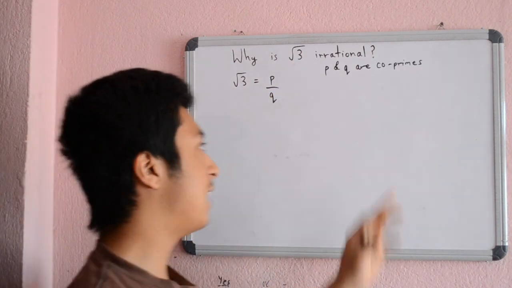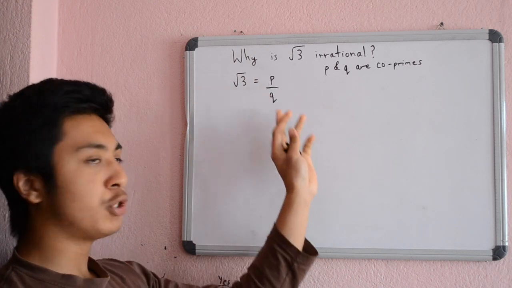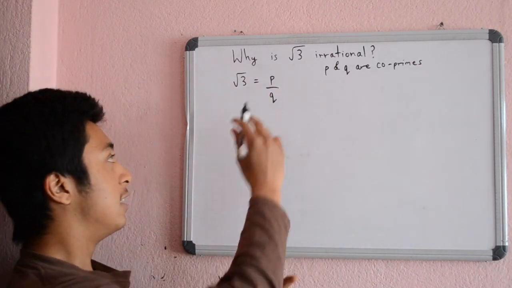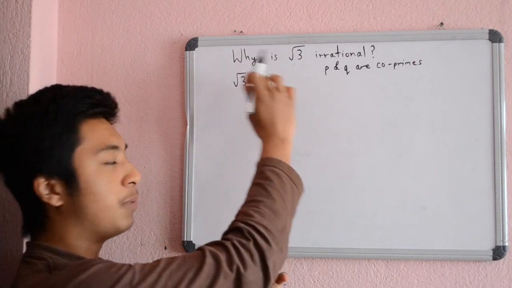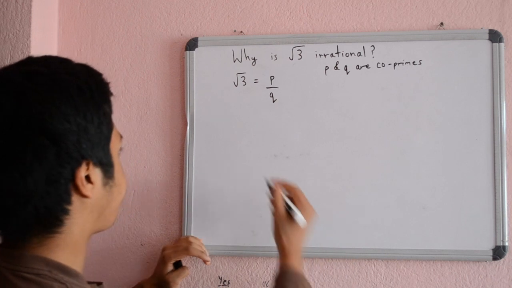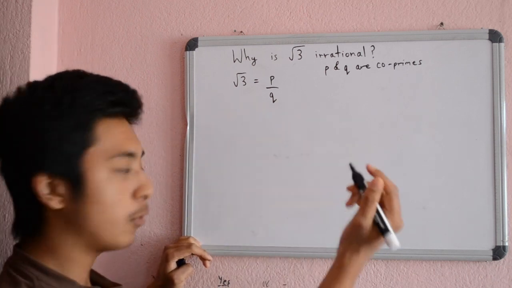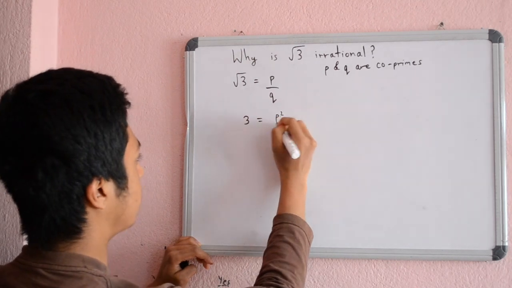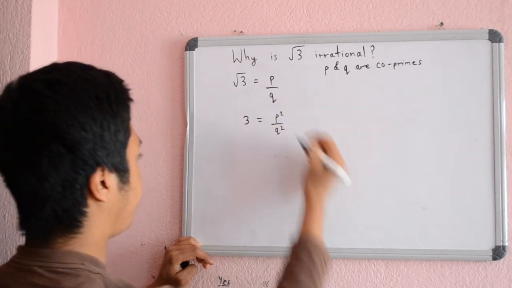What that means is that for this p to q ratio, their common divisor is just 1, meaning that this is their simplest form. That means they cannot be reduced further. Now what I'm going to do is square both sides. So this becomes 3 and this becomes p squared by q squared.